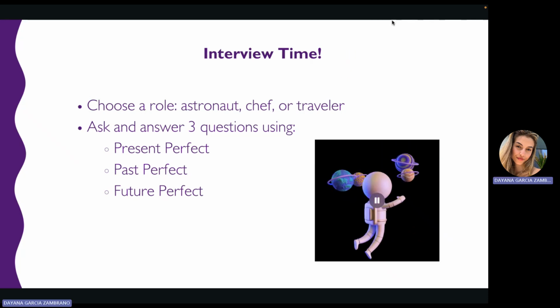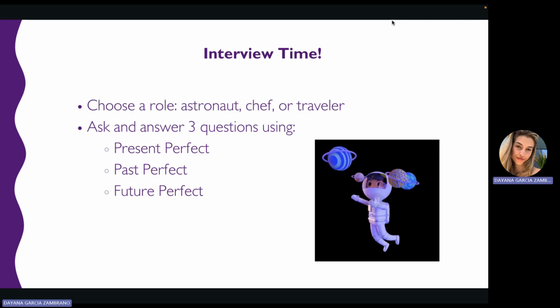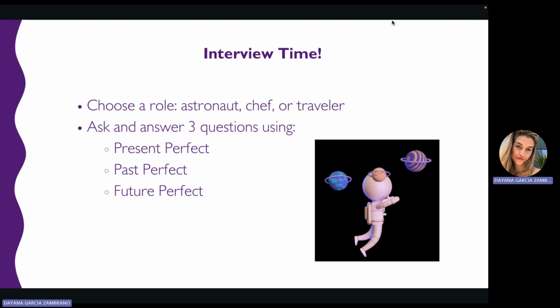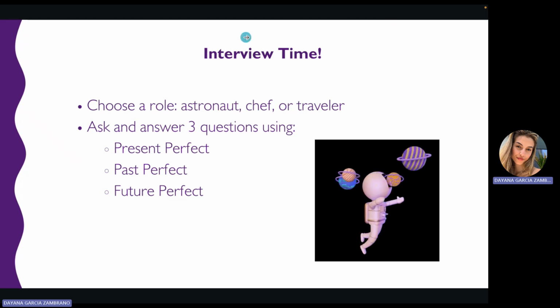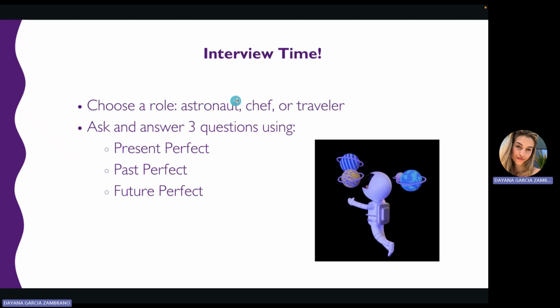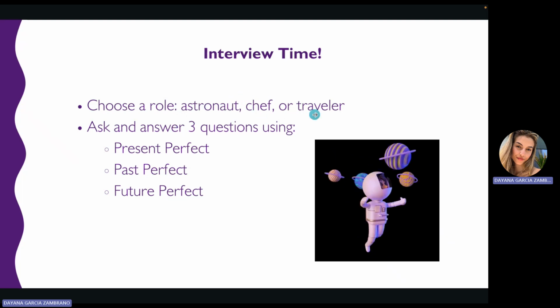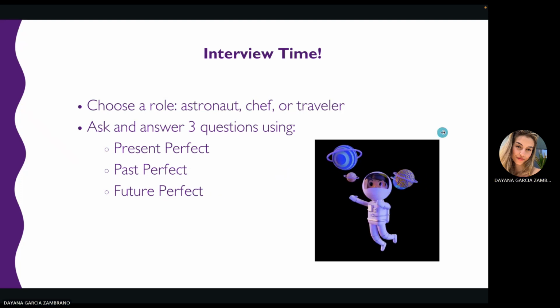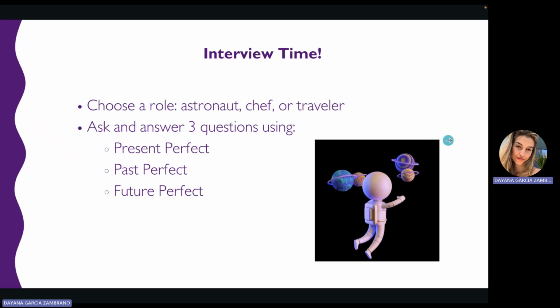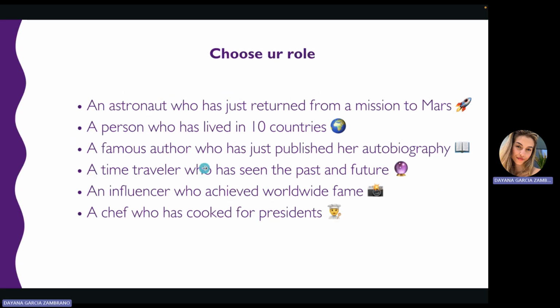After the activity, there is another role play activity, but this one is different because they need to choose a role by themselves. They can be an astronaut, a chef, or a traveler, however they want. They need to ask and answer 3 questions using present perfect, past perfect, and future perfect. So this is like an interview. They need to be in pairs, and each of them is going to choose a role.